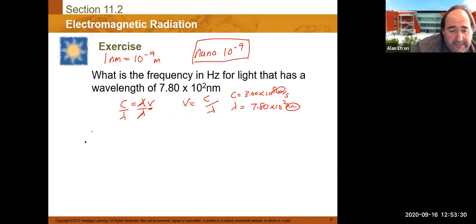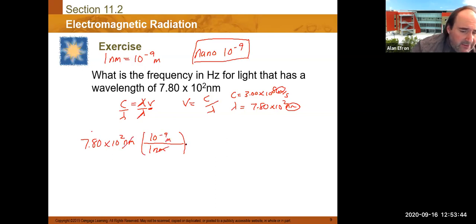So what we would want to do is take 7.8 times 10 to the 2 nanometers, using that as a conversion factor, 1 nanometer on the bottom, 10 to the minus 9 meters up on top. They cancel. You do want to make sure that you use your exponent button here. So remember 7.8 exponent button 2 times, that's basically 1 times 10 to the minus 9 with your exponent button. And that will give you 7.8 times 10 to the minus 7 meters. And now we have it in meters.